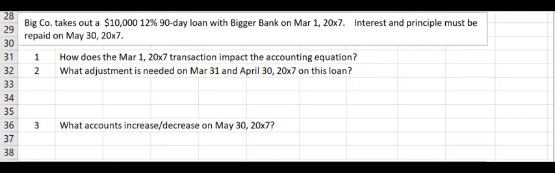Okay. So when you originally take out the loan on March 1st, what accounts are impacted? You're getting some cash, right? And the other half is you've got a note. You've got a note payable. You've got an obligation. You have a liability.